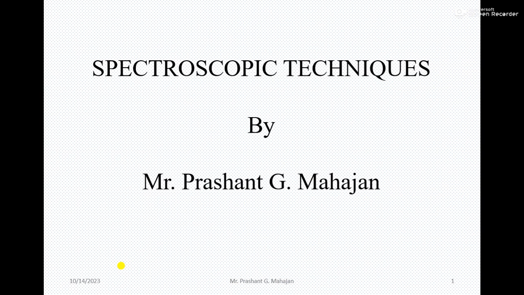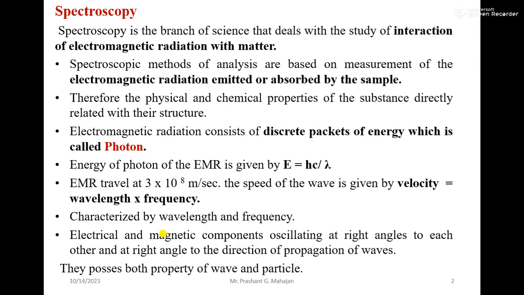So, what is spectroscopy? Spectroscopy is the branch of science that deals with the interaction of radiation with matter. That means electromagnetic radiations obtained from a source, like a deuterium lamp or tungsten filament lamp, react with the matter, and depending upon the wavelength produced by the source, the radiations react with the matter and changes occur in the molecule.